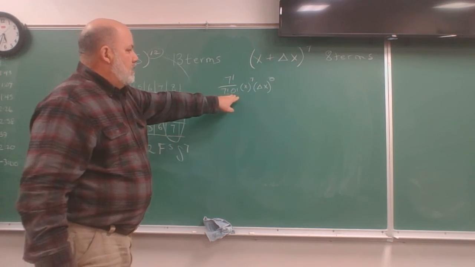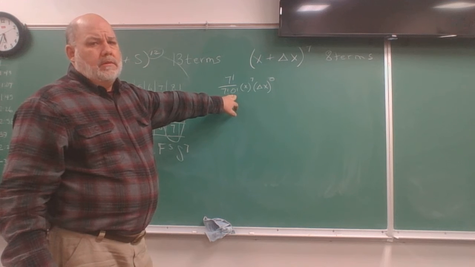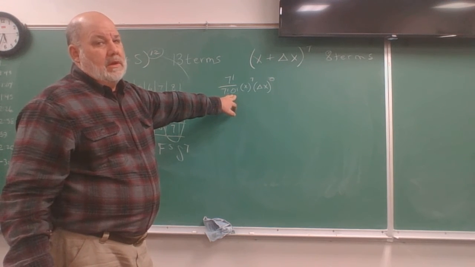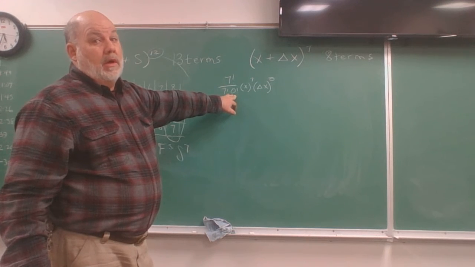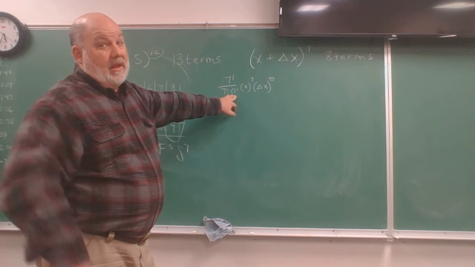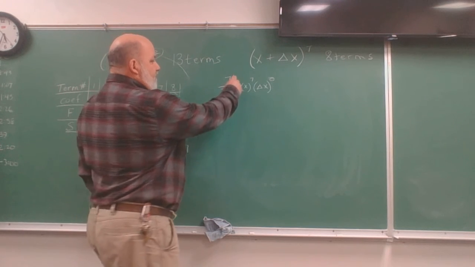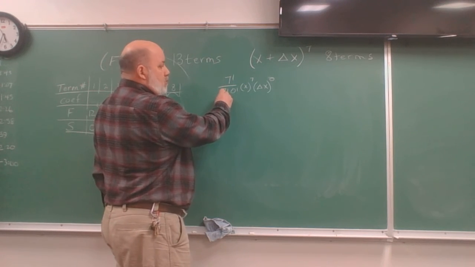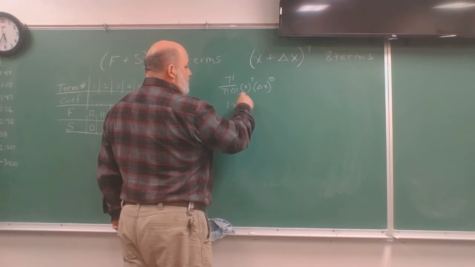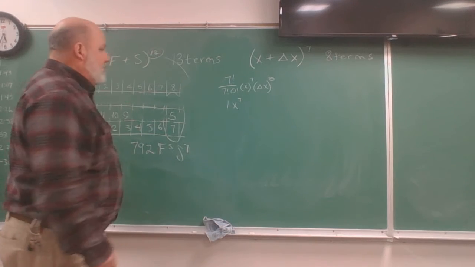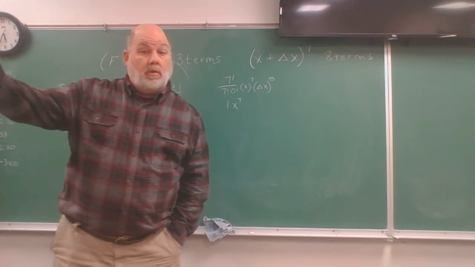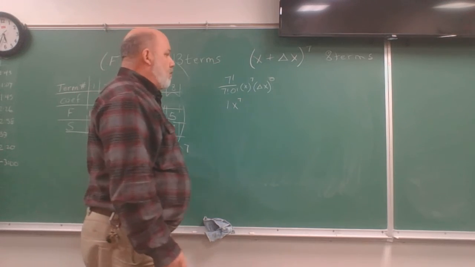By the way, 0 factorial. Do it on your calculator. I ask students, what do you think 0 factorial is? And they say, oh, it's going to be 0. No, believe it or not, it's 1. More about that later. I don't have time to explain that now. But we have 7 factorial over 7 factorial, which is 1, and 0 factorial, which is 1. So we have 1 x to the 7th. And Δx to the 0 power, anything to the 0 power, is also 1. So there's our first term.